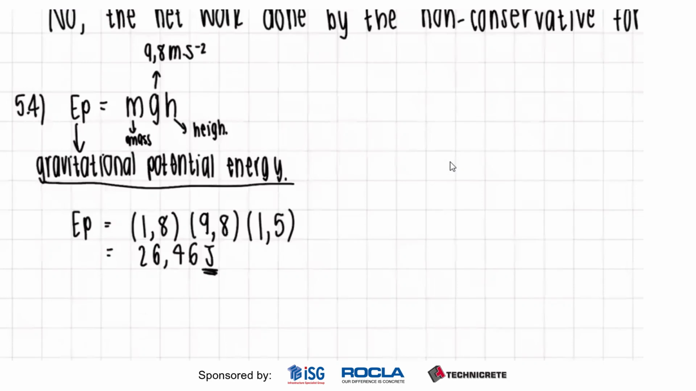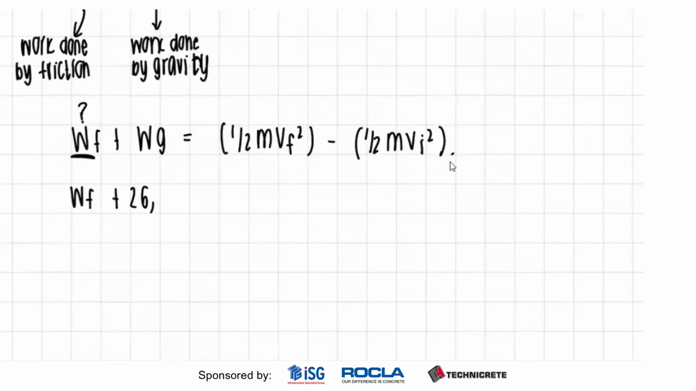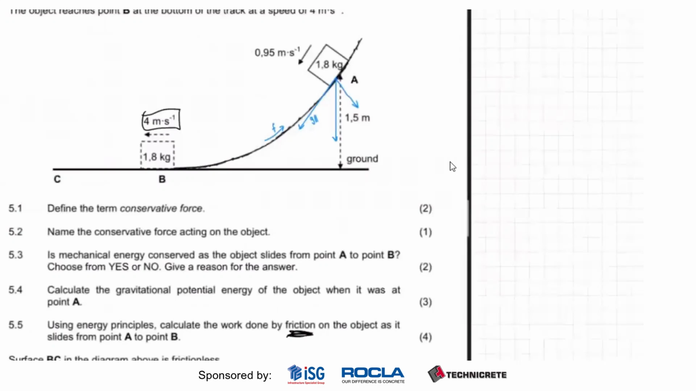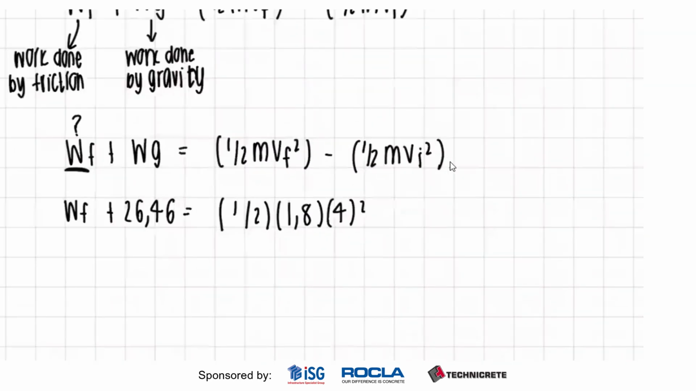Gravitational potential energy is the work done by gravity, and we said that was 26.46 joules. Then half times 1.8 times the velocity squared. For the final velocity, you can see here the final velocity is 4, and the initial velocity is 0.95.